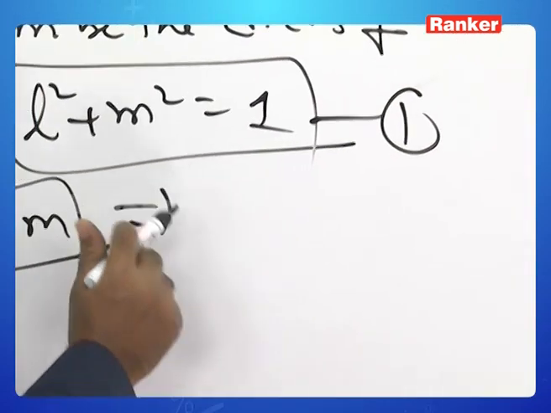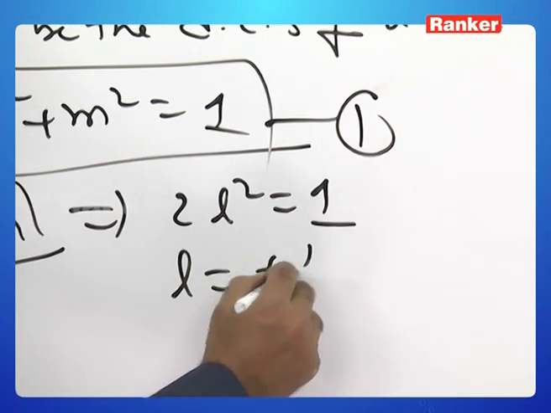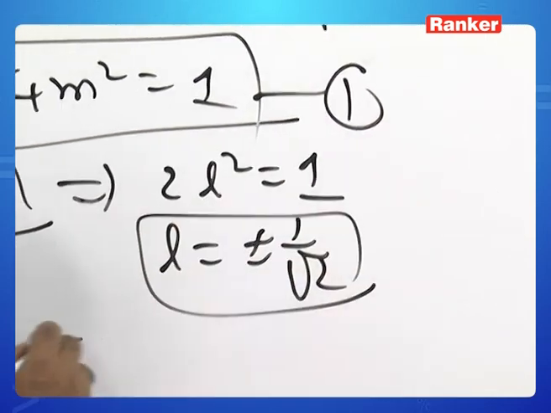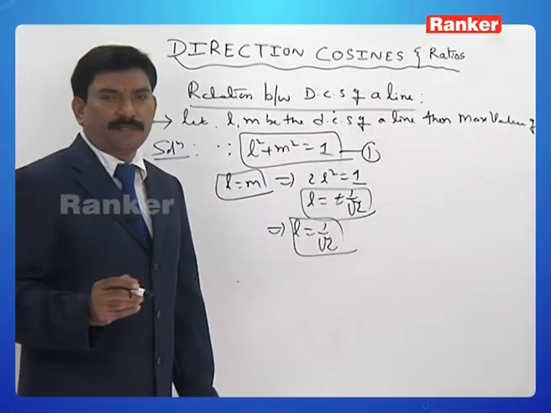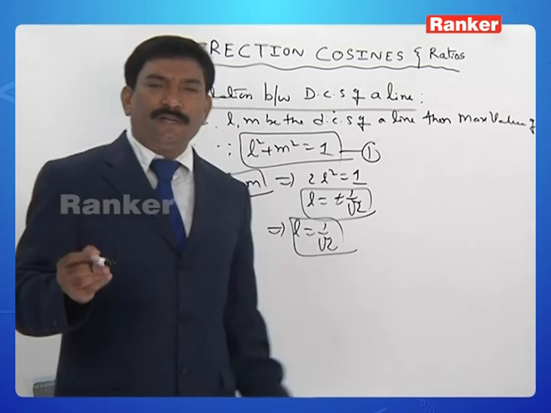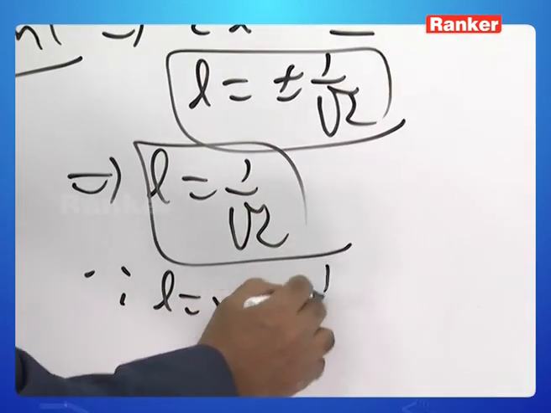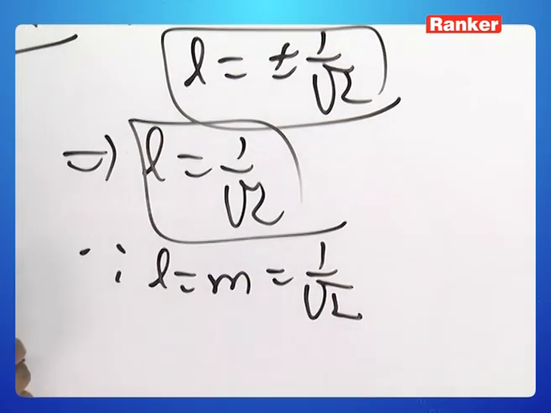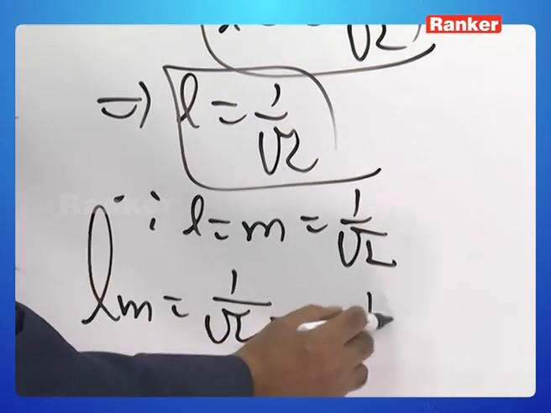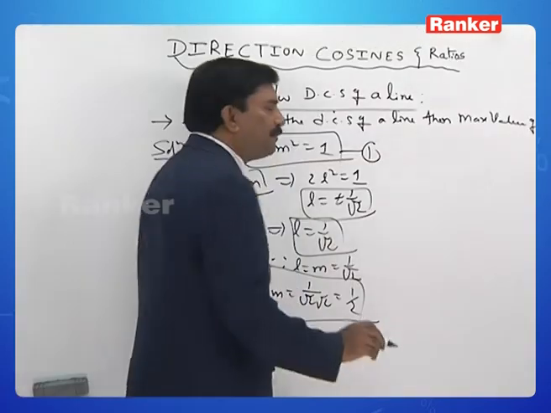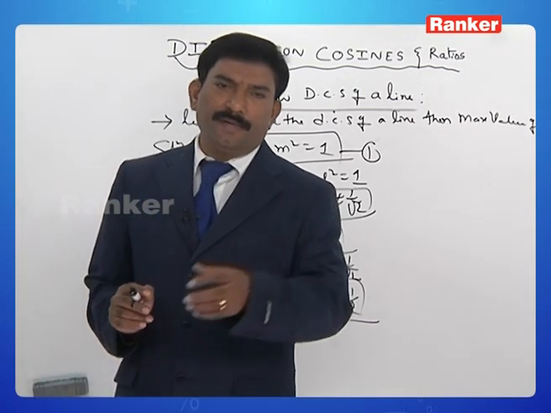So therefore, which implies 2L square is equal to 1. So therefore, L is equal to plus or minus 1 by root 2. Since we consider in the positive direction, I took 1 by root 2. So now since L is equal to M, I can write this as 1 by root 2. So therefore, LM is 1 by root 2 times 1 by root 2. Therefore, the maximum value of LM is 1 by 2.